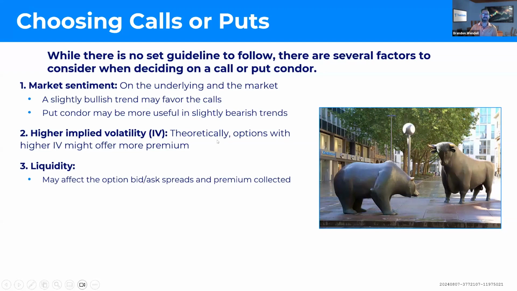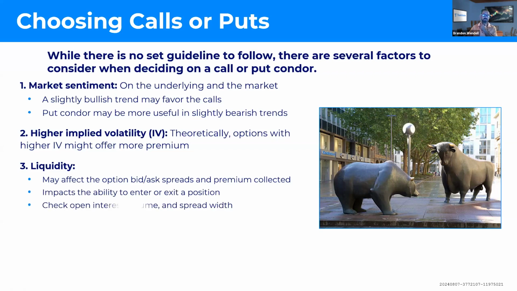Liquidity is another thing. Basically, if it's not a very liquid option, you're going to have problems getting the right prices. The bid-ask spreads will also be a bit wider. So make sure there's liquidity. I don't like to trade any options that don't have at least 10,000 in open interest, and the volume should be pretty regular as well, so you can get in and out.